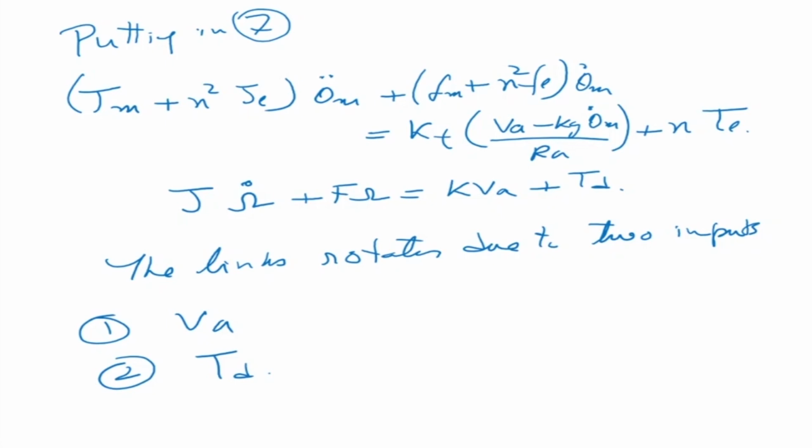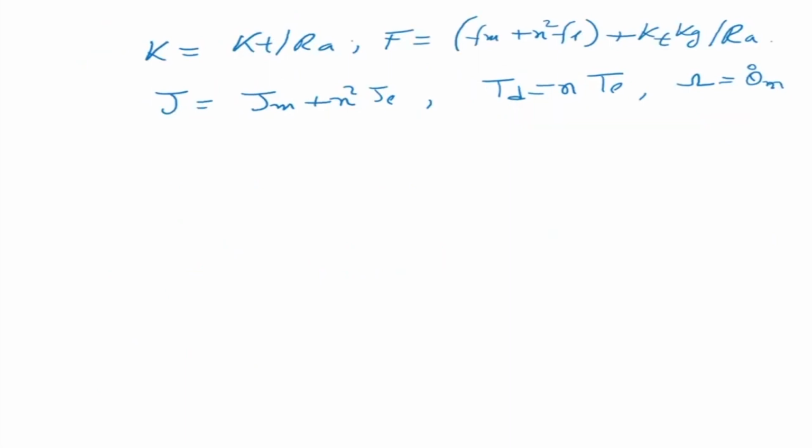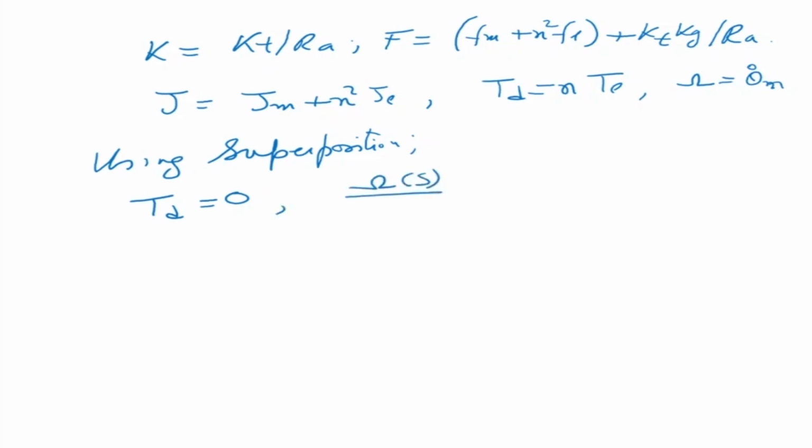Now, because this equation has two inputs, we find the transfer function using superposition. So the way to go forward is to use superposition, where we first assume TD is equal to 0, then we'll say VA is equal to 0, and find the transfer functions. Using superposition, first we assume that TD is equal to 0. Then the transfer function omega(s) by VA(s) is equal to K by (JS plus F).